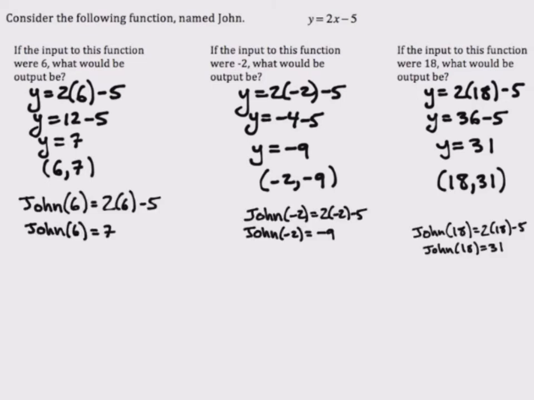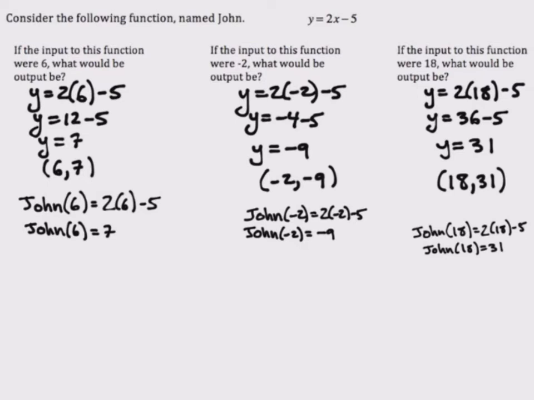Each of these statements at the bottom mean exactly the same as what we just said. When the rule John is applied to the input 6, the output is 7. When the rule John is applied to the input -2, the output is -9. When the rule John is applied to the input 18, the output is 31. And that's exactly what function notation is. It's just another way of communicating input-output pairs to the reader, but referencing the name of the function while we're doing it.